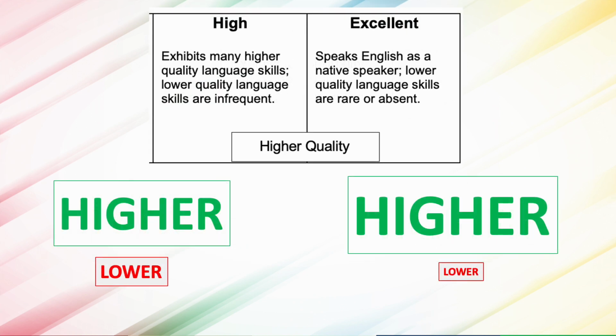For a high rating, the student would exhibit many higher quality language skills, and the lower quality language skills are infrequent. And with an excellent rating, the student would speak English pretty much as a native speaker, and their lower quality language skills are rare or absent. Just like it would be with a native English speaker, their English wouldn't be perfect, but they would be pretty understandable.